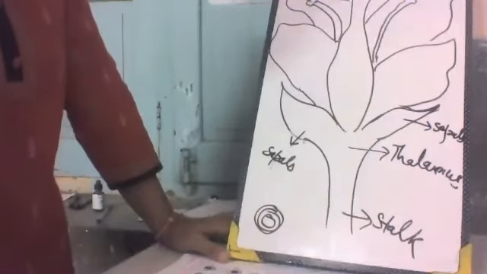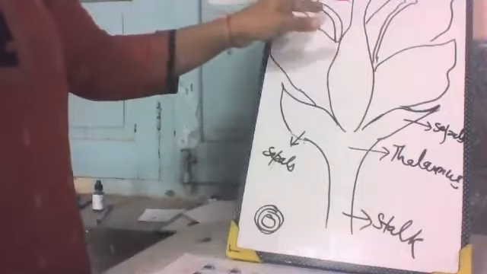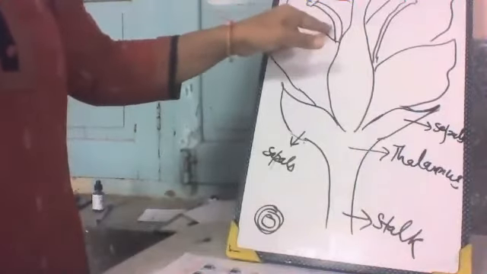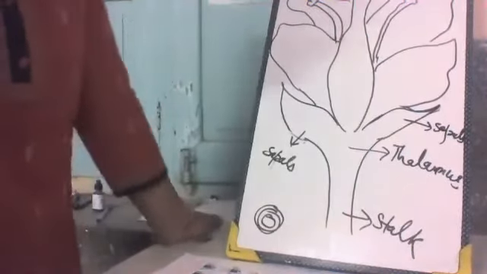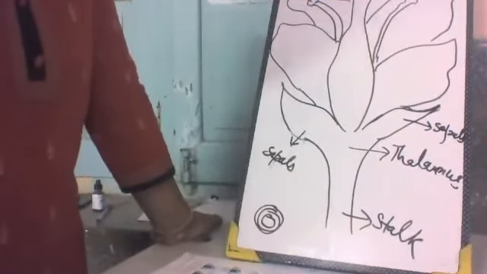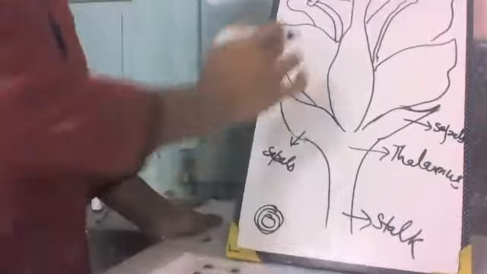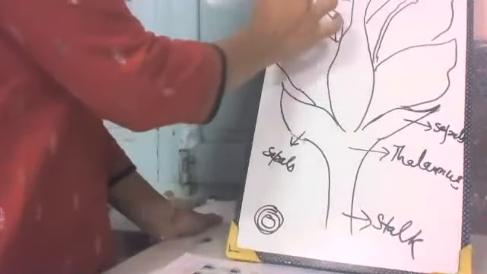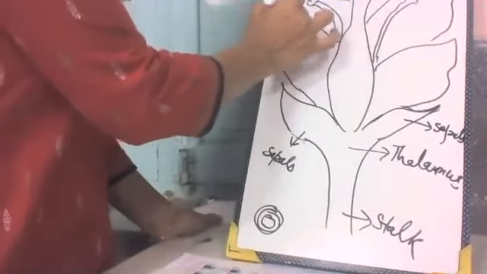consisting of delicate thread-like structures called stamens. Each stamen is formed of a long, narrow, thin filament. This is known as the filament.